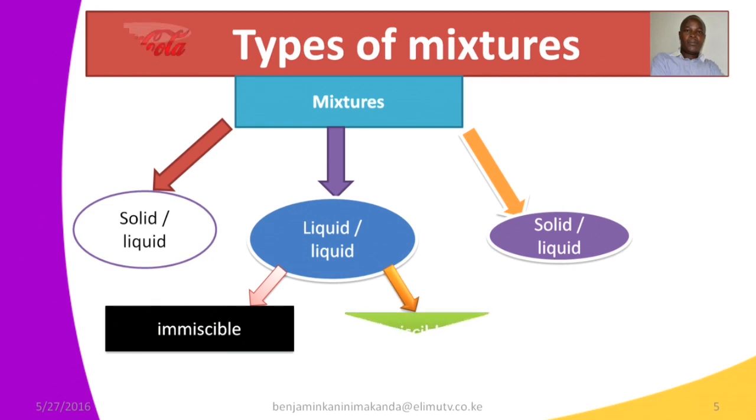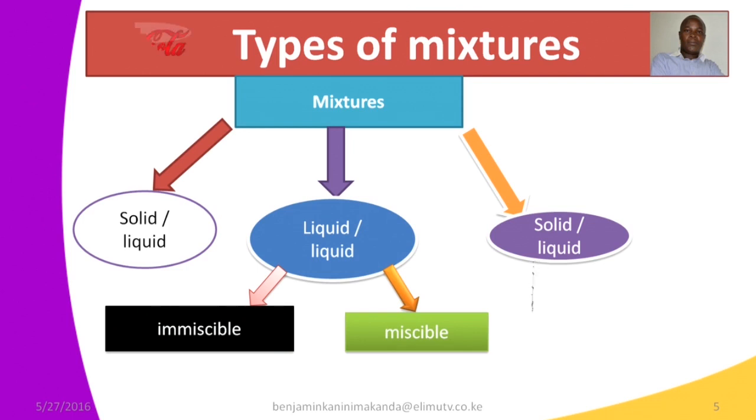The other category now is that of miscible liquids. Now, miscible liquids are those that mix and form a uniform layer, a homogeneous solution, a solution that does not have a distinct layer. A good example of this is water and milk. For example, if you take water and milk, you are not able to distinguish the two because they form a uniform layer. So such liquid mixtures, we call them miscible liquids. Now moving on to solid liquid.